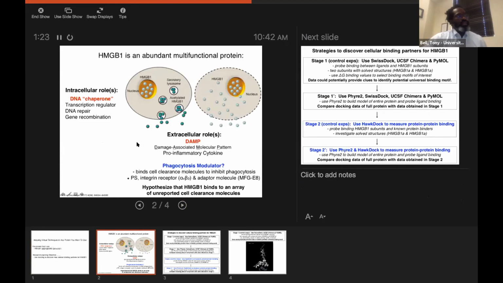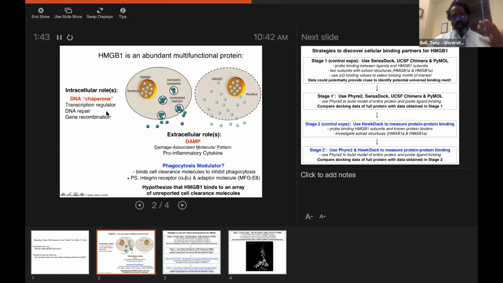So it's a lot of initials, but this protein is a multifunctional protein that's abundant. It's about 1 million copies per cell. It's found in the nucleus. And when it's in the nucleus, it's a DNA chaperone. So it essentially binds to bent DNA in a non-sequence specific manner, and it promotes transcription factor binding, DNA repair, and recombination.